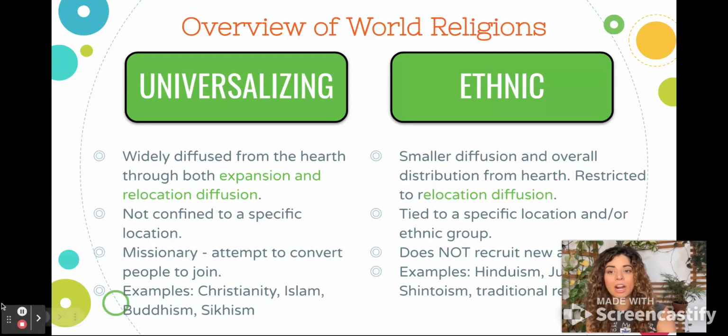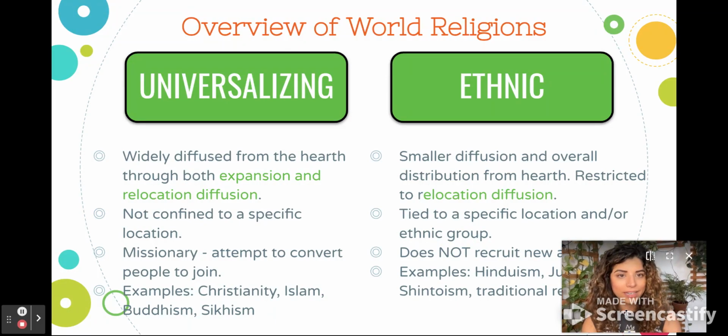A lot of times they are associated with missionaries to attempt to convert people to join. So some examples are Christianity, Islam, Buddhism, Sikhism. So one way to think of it is that these religions have a universal appeal, that they believe that they're for everybody, no matter your age or where you're from or how you grew up or anything like that, right? These are universally appealing religions, and they do actively try to convert people. So that's one of the main elements of this. They purposefully diffuse this religion.